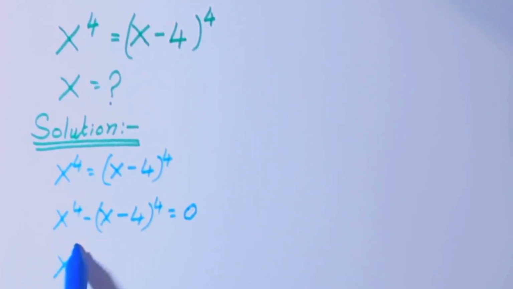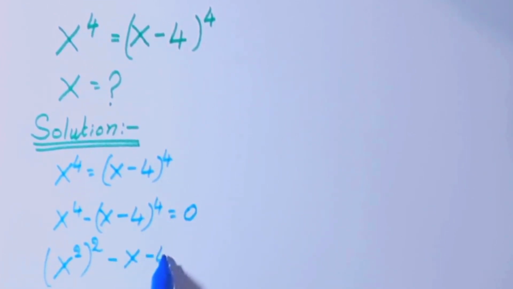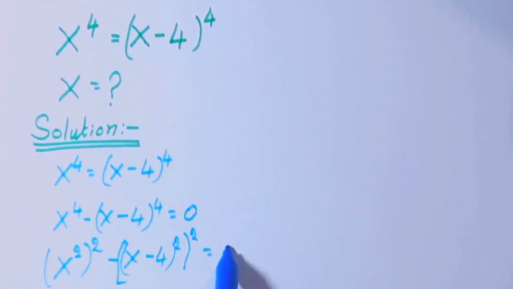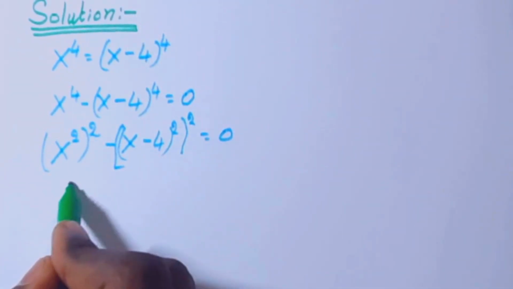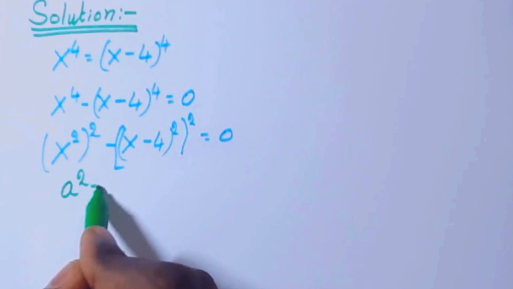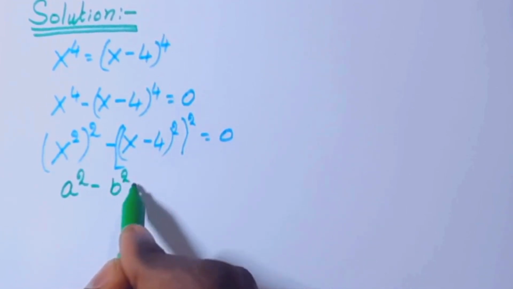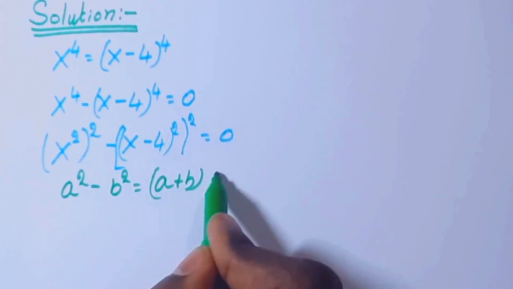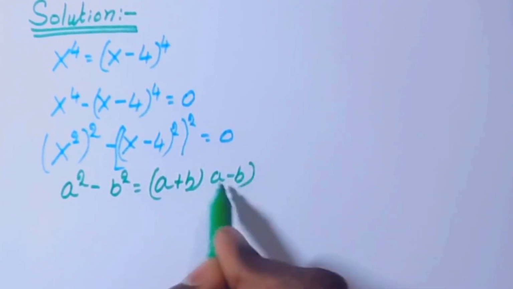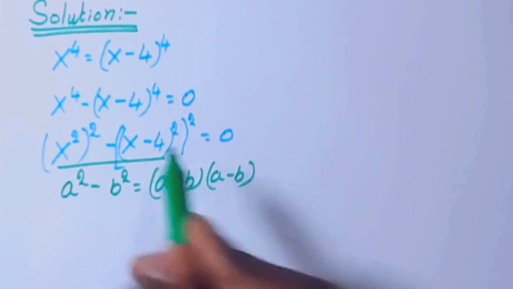(x power 2) power 2 minus ((x minus 4) whole power 2) power 2 equal to 0. Now we know this formula that a square minus b square equal to (a plus b)(a minus b). We are going to apply this here.